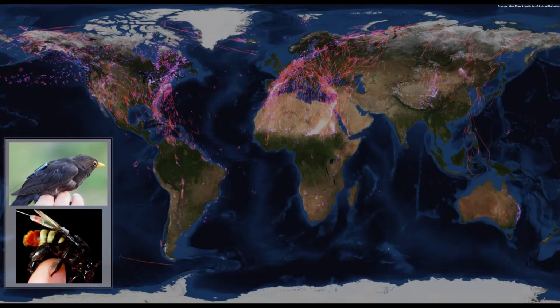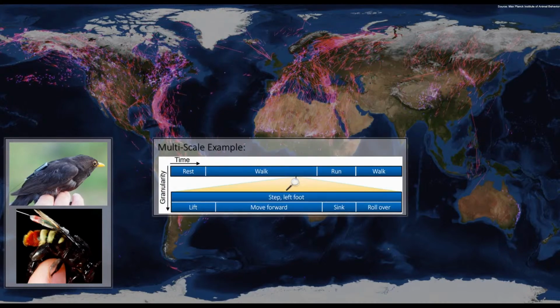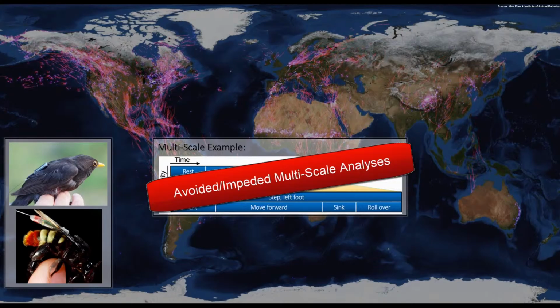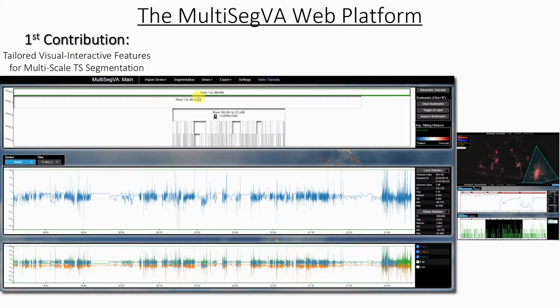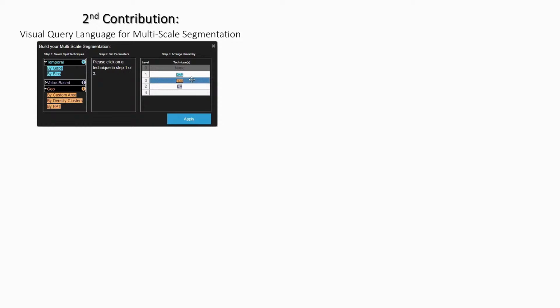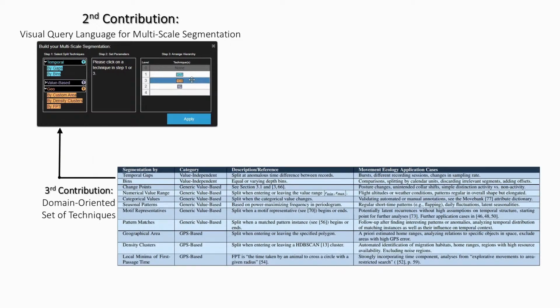Billions of biologging records reflect animal behaviors on many temporal and spatial scales, yet segmenting the time series on multiple scales is often avoided or impeded. Hence we present our MultiSeg VA platform with its 3 contributions. First, MultiSeg VA contributes tailored visual interactive features for multi-scale segmentation. Second, we show a new visual query language to flexibly configure scale-wise techniques and parameters. This VQL consumes a domain-oriented set of techniques, our third contribution.